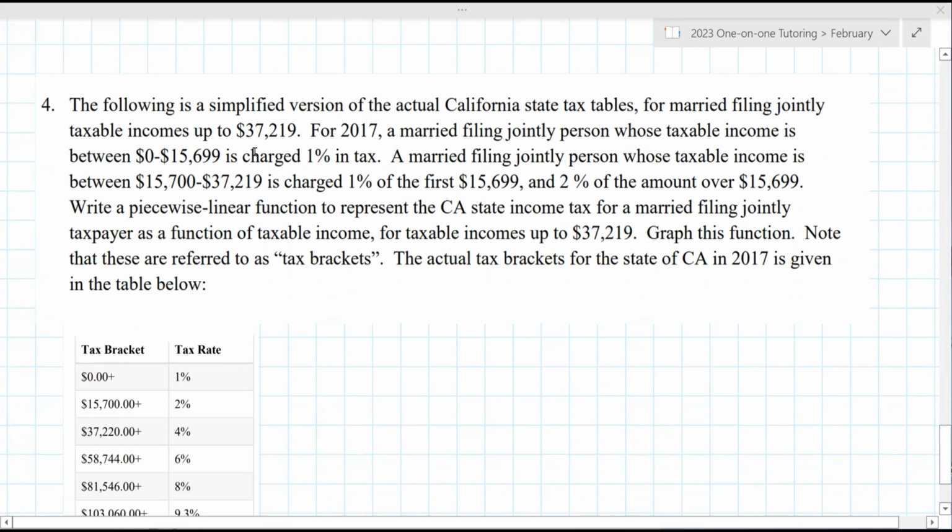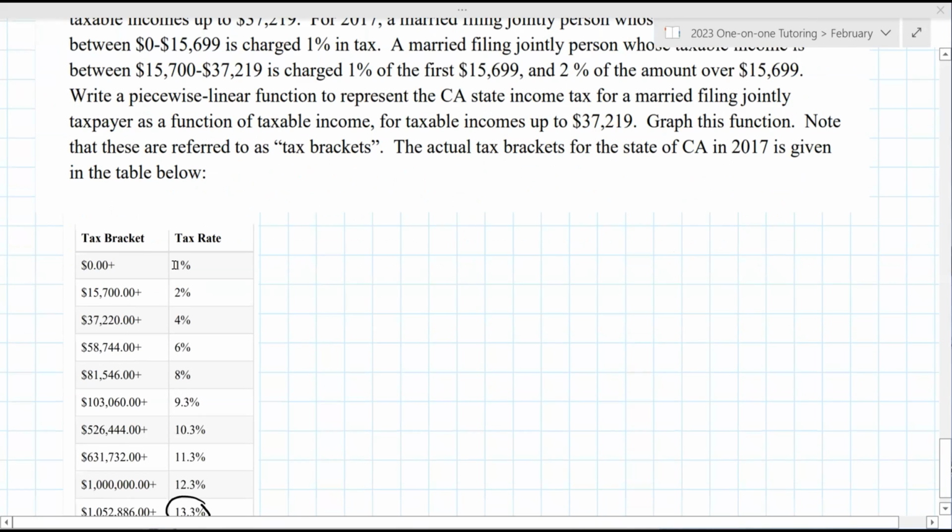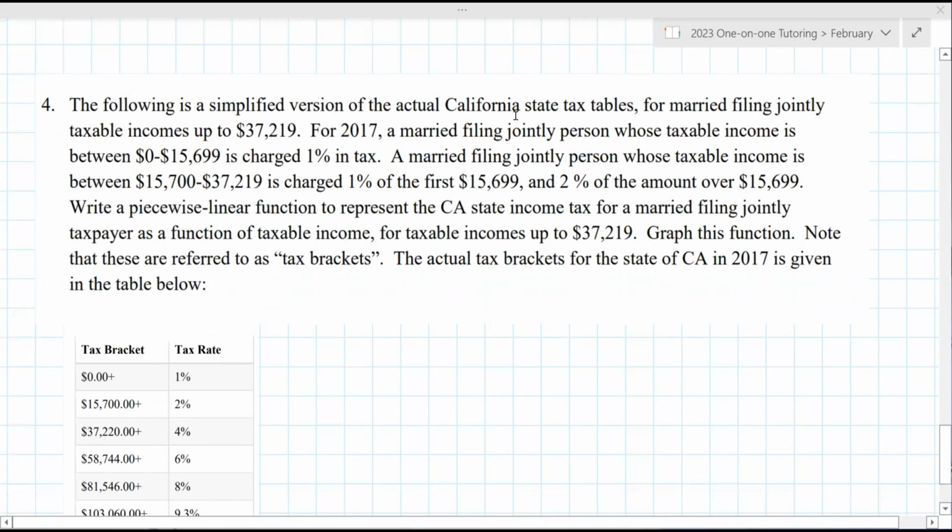Okay, so the stuff in the beginning here is a lot of just setup. What are they telling you here? Following a simplified version of the actual California state tax tables for married filing jointly up to 37,000. Okay, I see. This is the state tax codes, not the federal. I was referring to the federal. These might be accurate for state tax. Very well could be, and they even say it's from California.